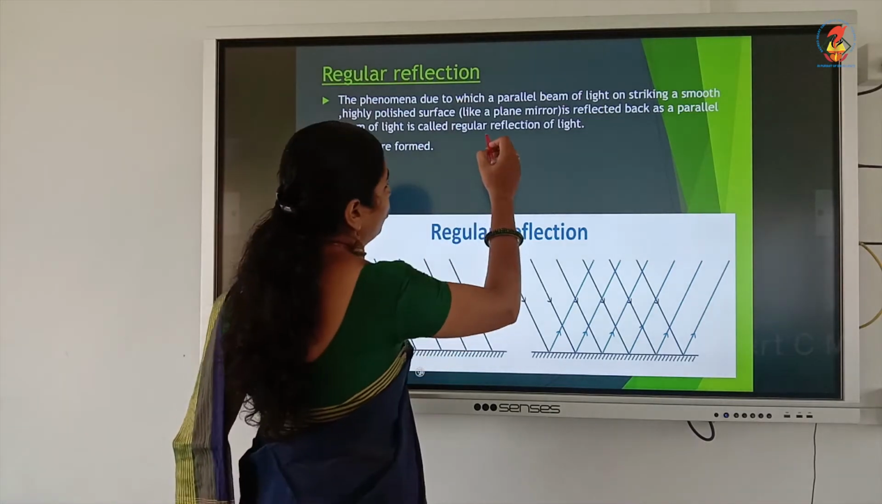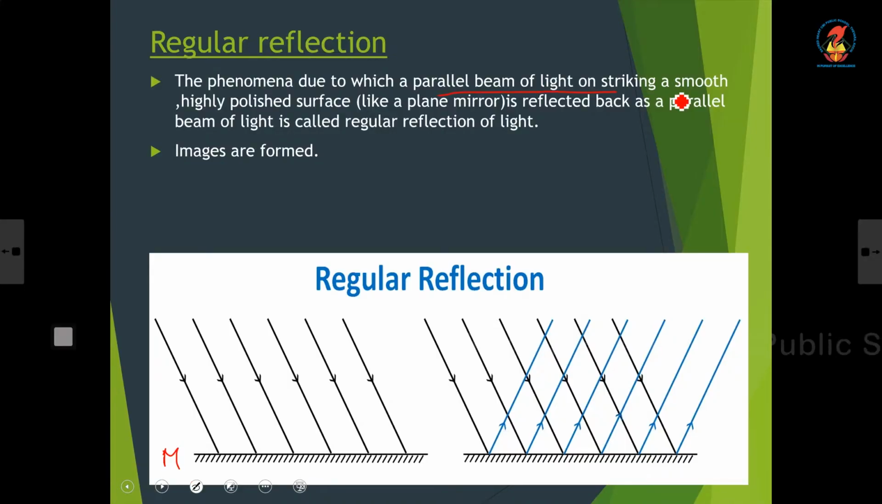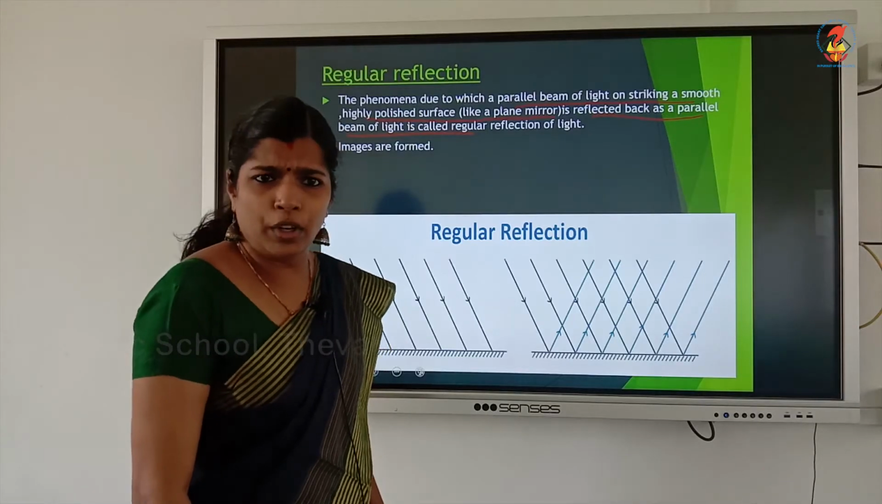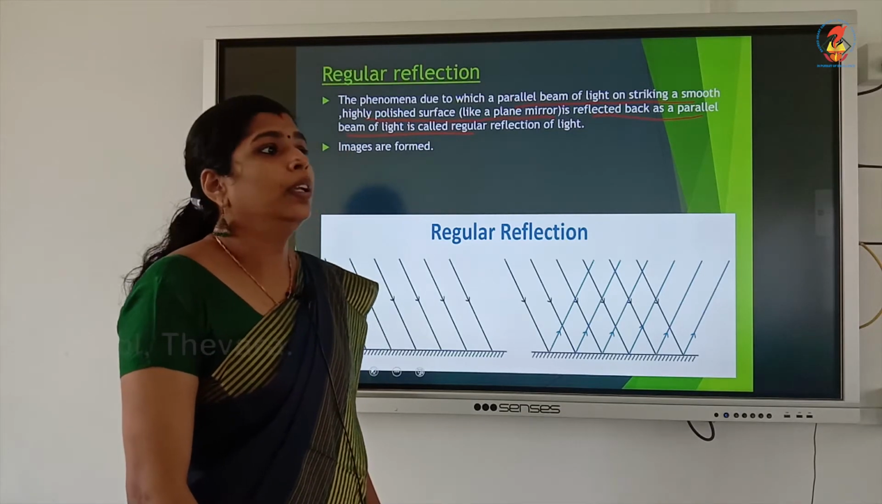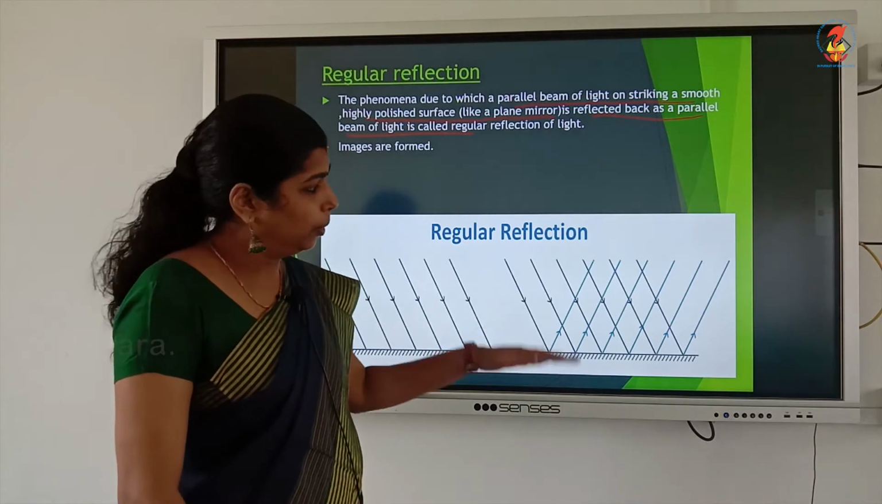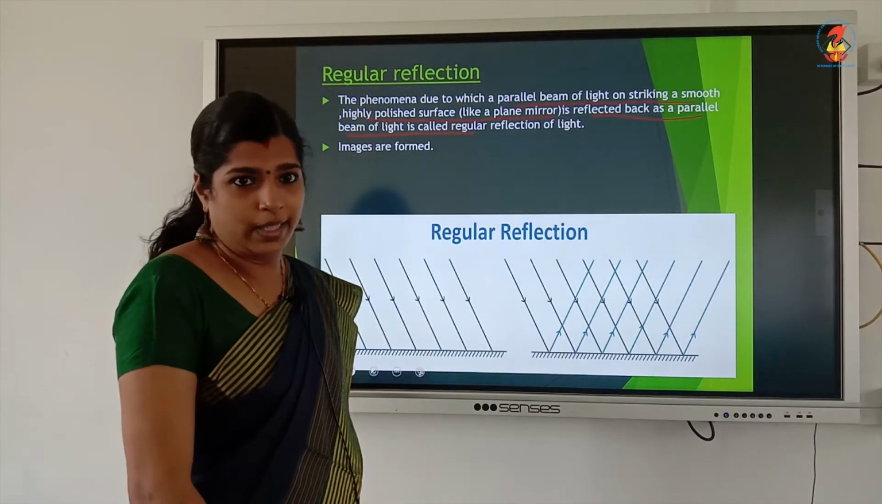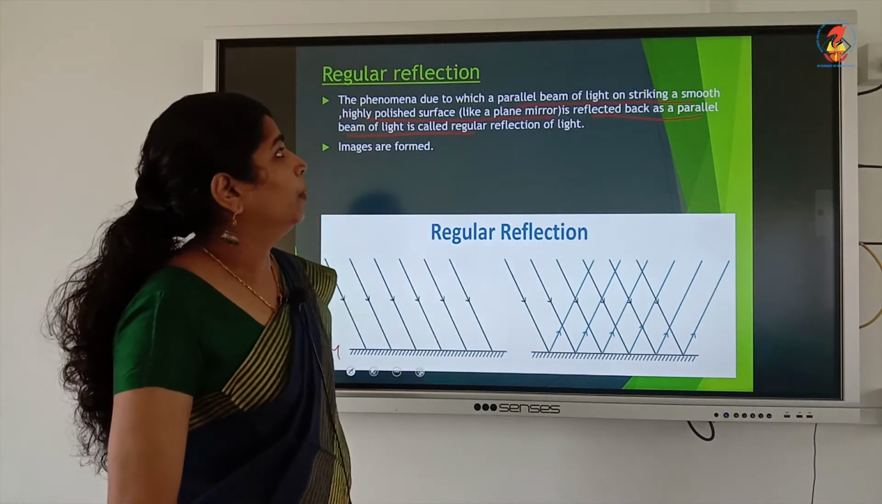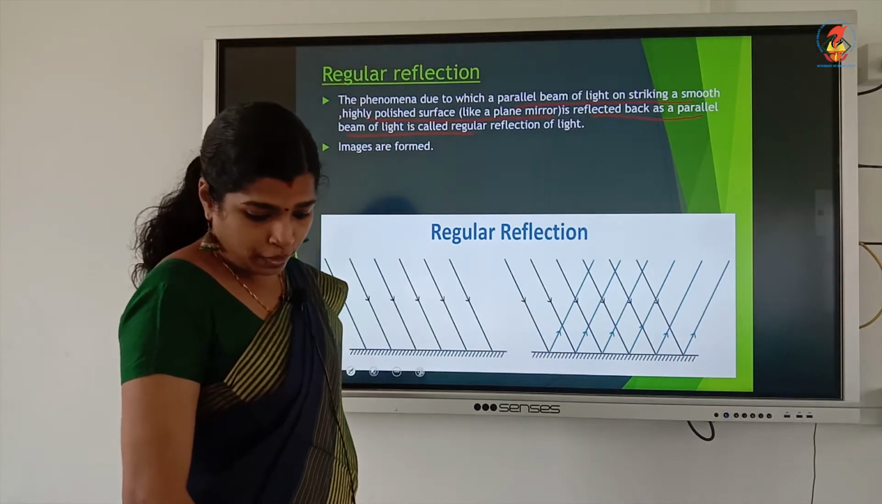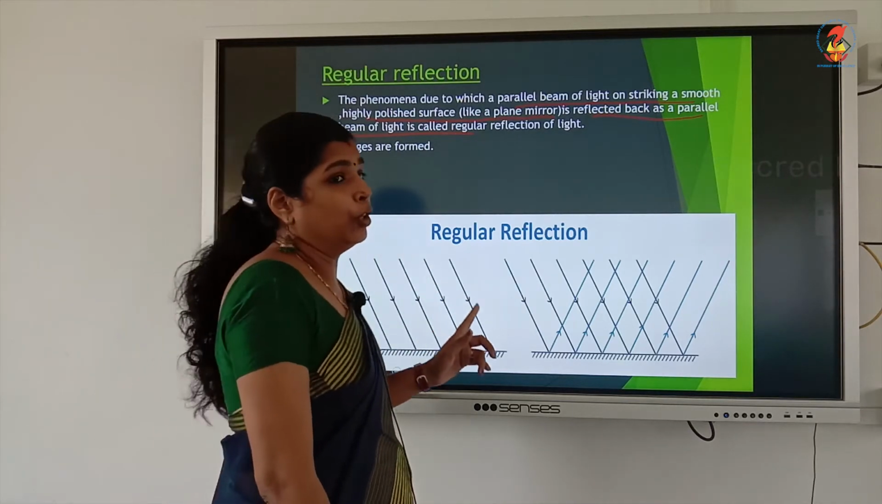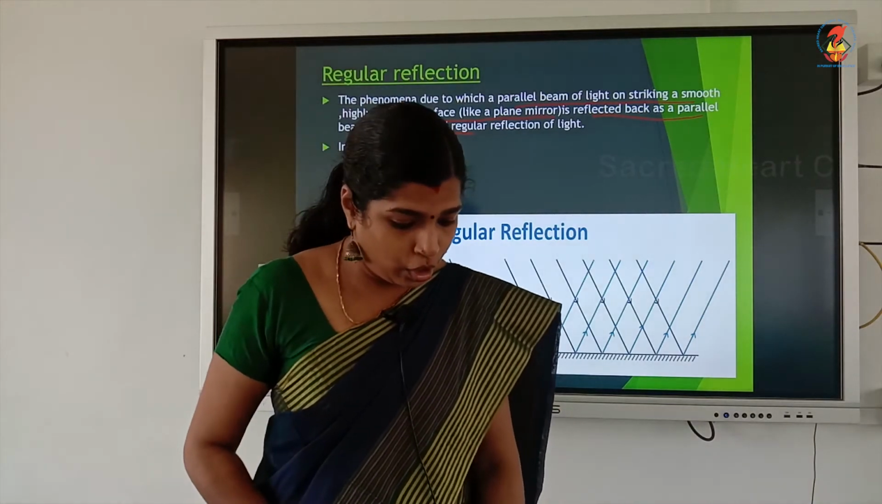The phenomenon due to which a parallel beam of light striking a highly polished surface like a plane mirror is reflected back as a parallel beam of light ray. When a parallel beam of light ray is incident on a mirror, it will be reflected back as a parallel beam of light ray itself. That is known as regular reflection of light. Images are formed due to regular reflection of light.